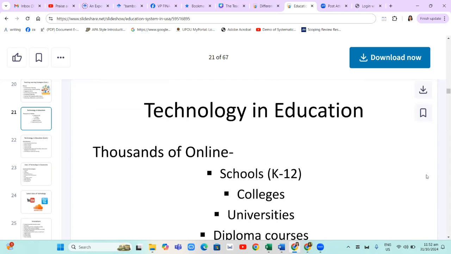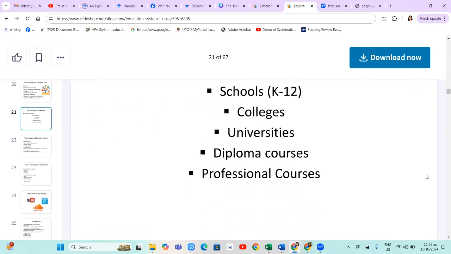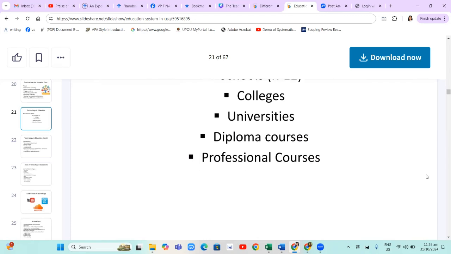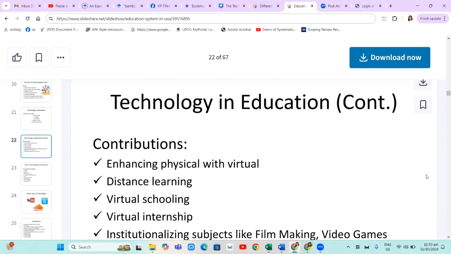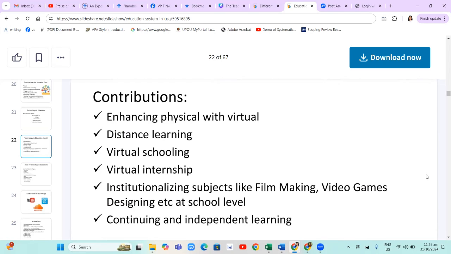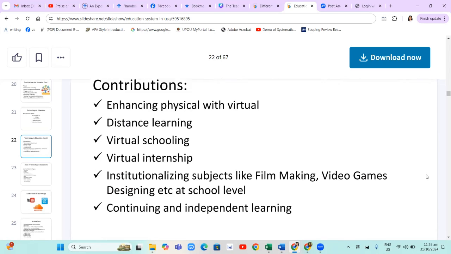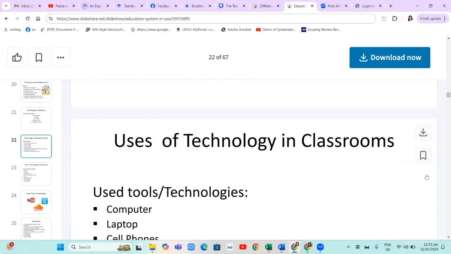For technology education, there are online schools in the United States. There are K-12 schools, colleges, universities, diploma courses, and professional courses offered in online mode. And for technology and education, the contributions are enhancing the physical with the virtual, distance learning, virtual schooling, virtual internship, institutionalizing subjects like filmmaking, video game design, etc. at school level, and continuing and independent learning.